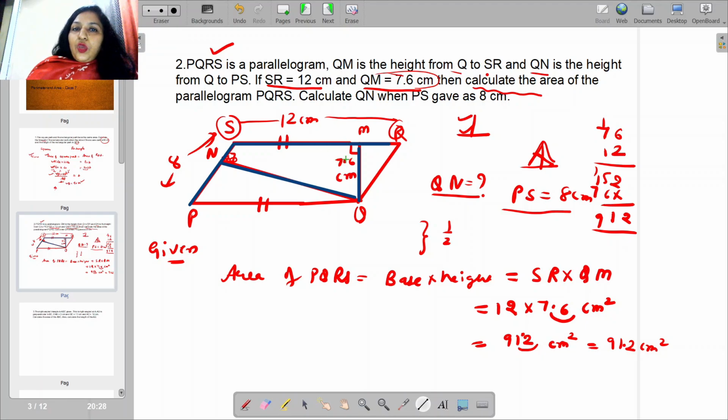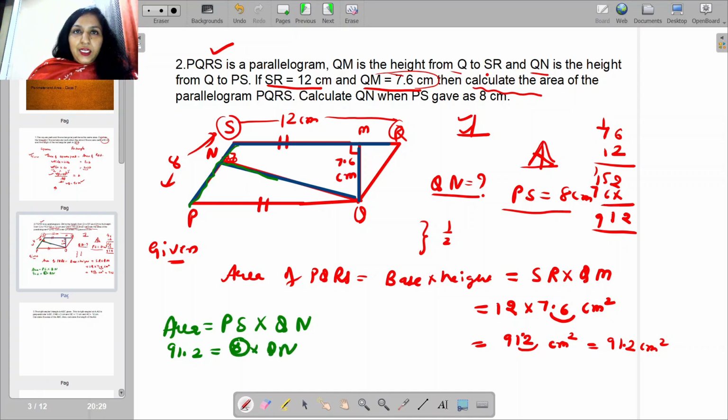ओके, सो इन दोनों के कॉम्बिनेशन से एरिया मैं ऑलरेडी निकाल चुकी हूँ. नाउ आई विल यूज दैट एरिया फॉर फाइंडिंग दिस परपेंडिकुलर QN, है ना. डिफरेंट साइड्स कैन बी टेकन, एरिया ऑफ द सेम फिगर इज नॉट गोइंग टू बी चेंज. So area can also be written as, now I'll write this statement, area of PQRS can also be written as PS multiplied by QN. PS देखो, PS is ये वाला side and perpendicular on PS is QN. PS is given as 8. Area हमें already पता है 91.2. QN has to be calculated.